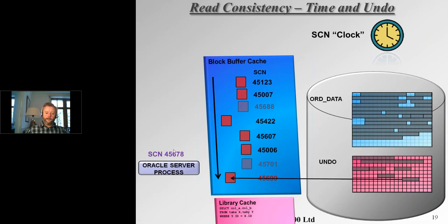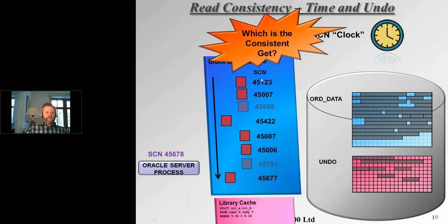So more undo is applied, and Oracle will keep on applying the undo until it gets a version of the block that's old enough, that predates when your query started. In this way, everything that Oracle sees for your query is as it was at the point you started running the query. And that gives you your point in time view.